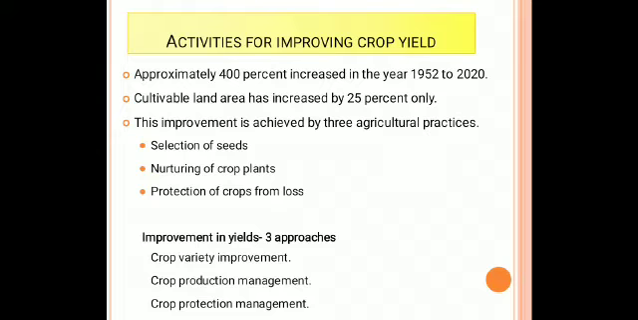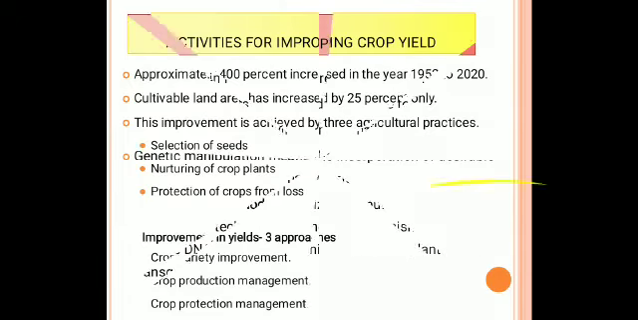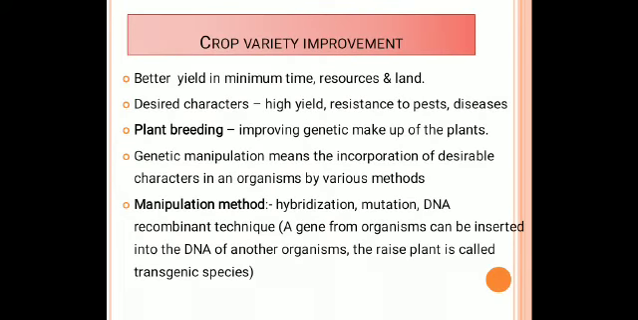The major activities for improving the crop yield fall into three approaches: crop variety improvement, crop protection management, and crop production management. These are the three ways to improve the yield. The first one is crop variety improvement: a good variety of crop gives better yield in the minimum time, resource and land.